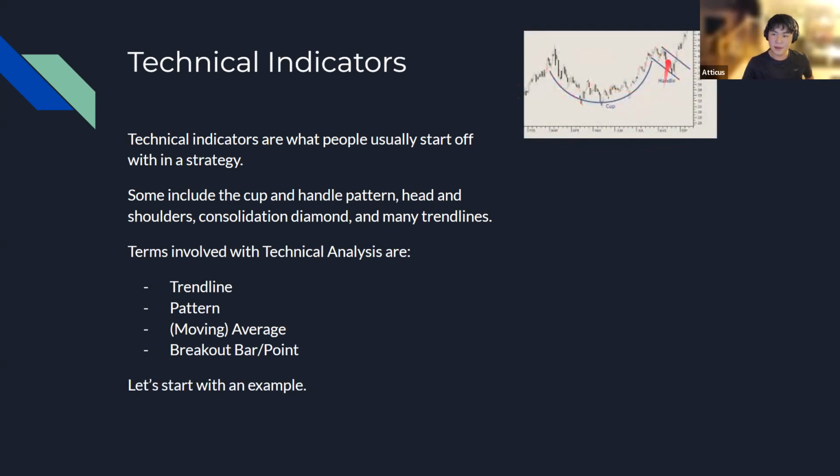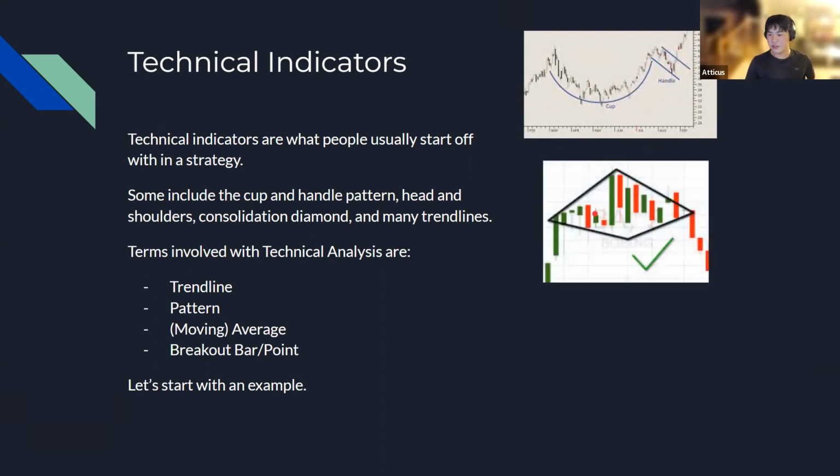If you see a cup and a handle, it's going to go up. Most of the time it goes up. I think it goes up 85% of the time. And here's the consolidation diamond.